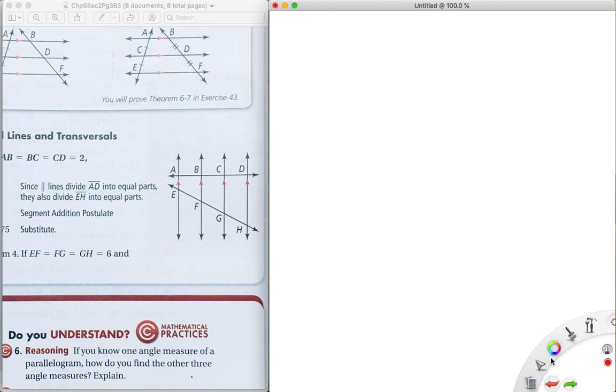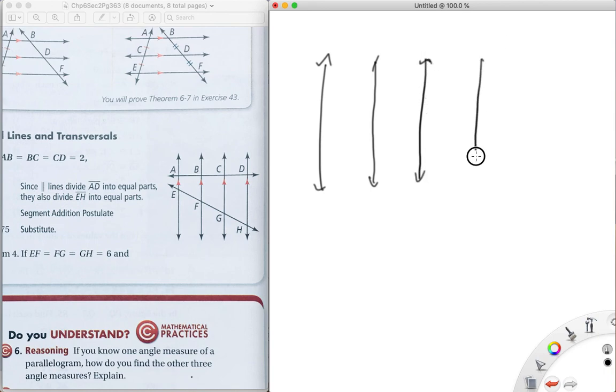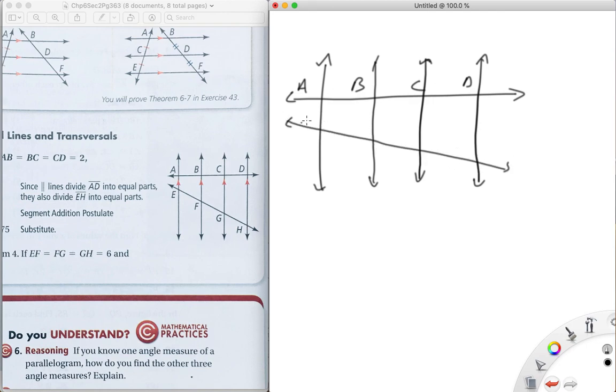Why are you red? I'll try my best to make these the same distance apart. A, B, C, D, A, F, J, H. Alright, so we're told that E, F, G, and H are all 6.